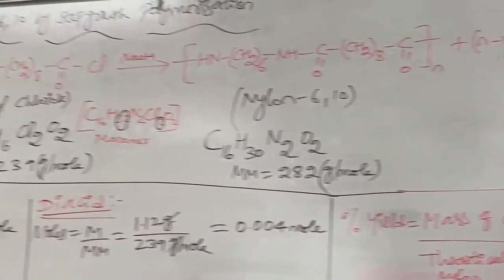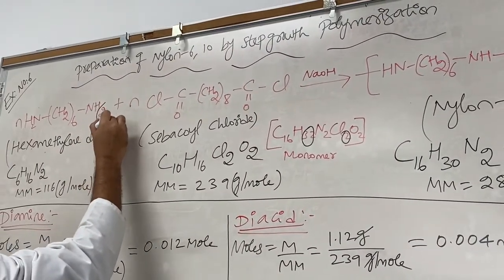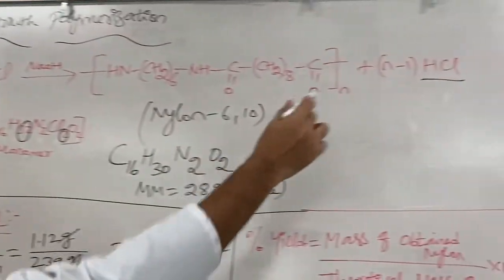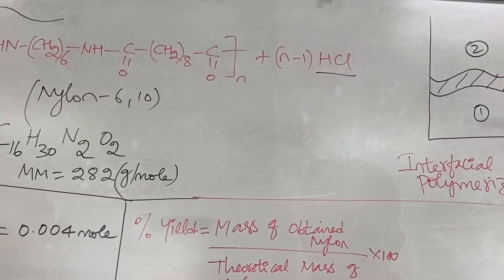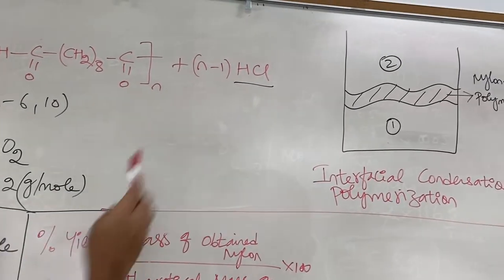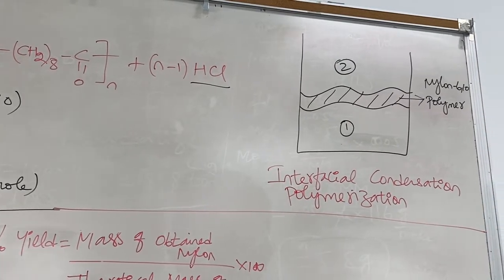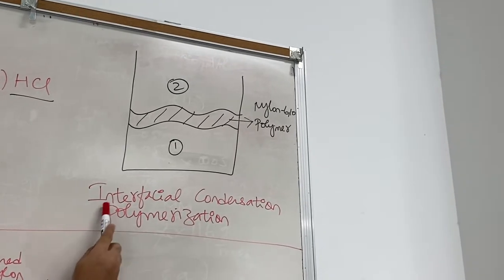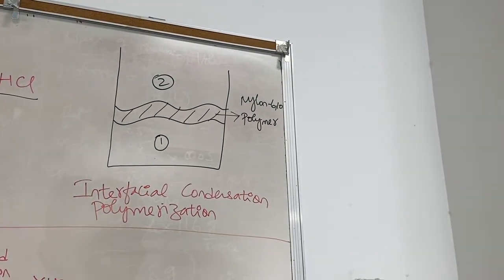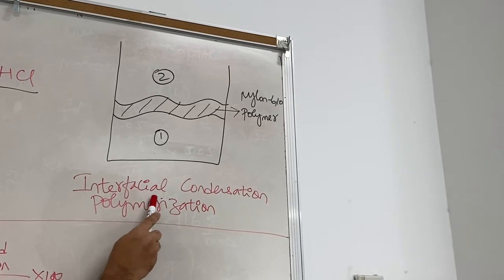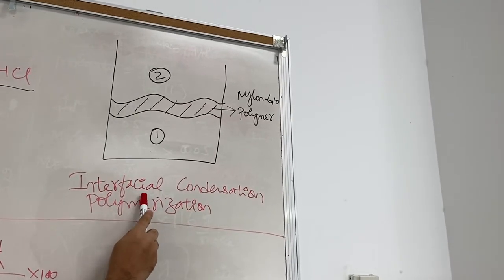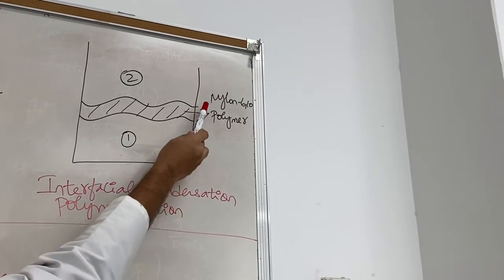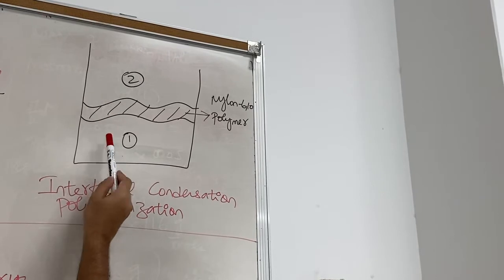It means here this chlorine, hydrogen, and this chlorine are going off as a byproduct. That's why we are adding sodium hydroxide to neutralize the acid. And also we can say this one is an interfacial condensation polymerization. Interfacial, inter means among the two phases. So why are we saying interfacial condensation polymerization? It means we are going to get the nylon 6,10 in between the two phases.